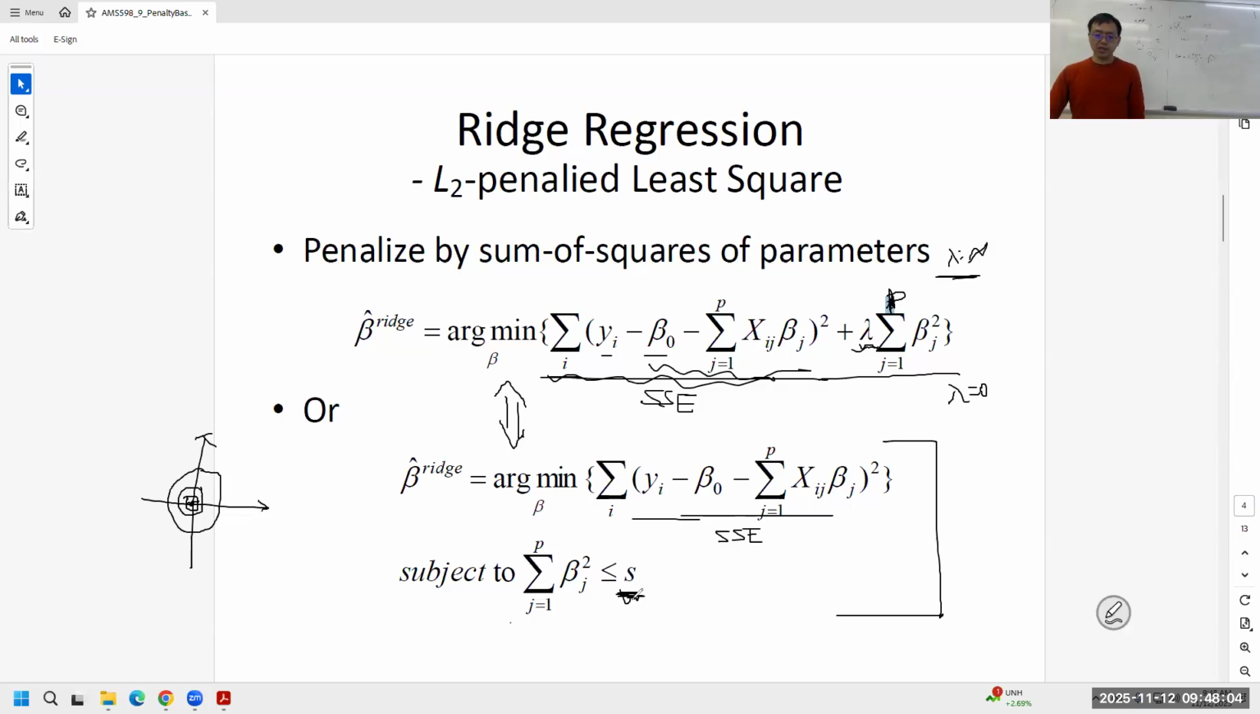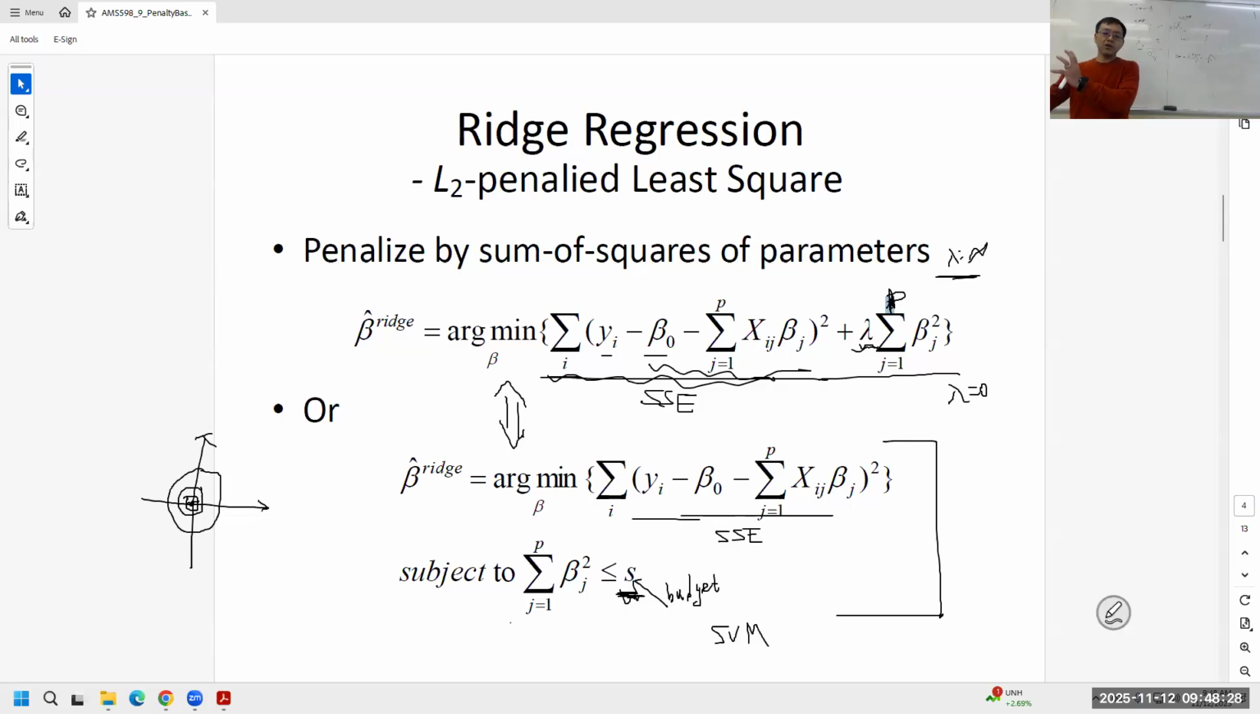This concept, we're going to see it again in SVM. This S can also be seen as a kind of budget. Budget means you have a certain budget, which is the S, the upper bound constraint for all the beta.